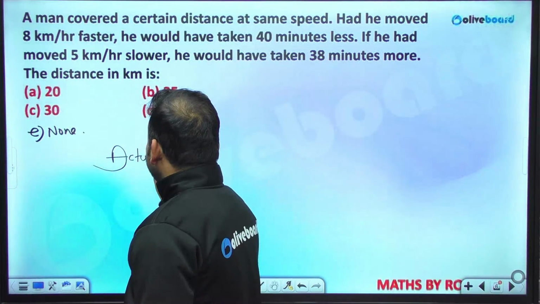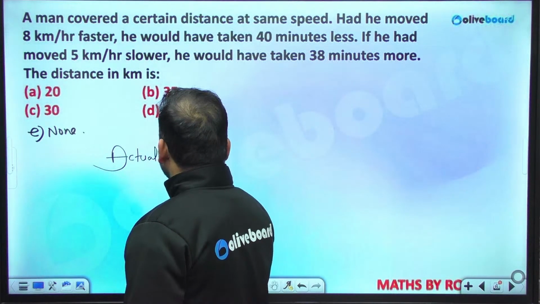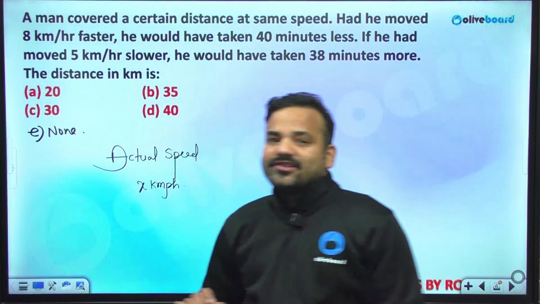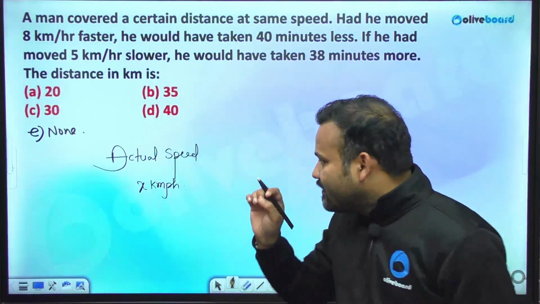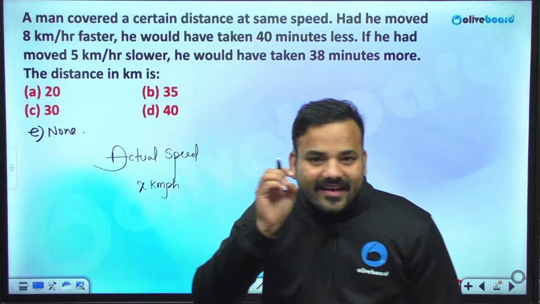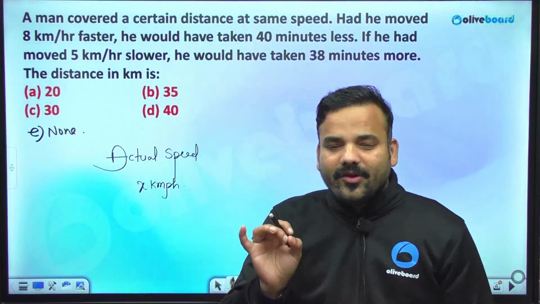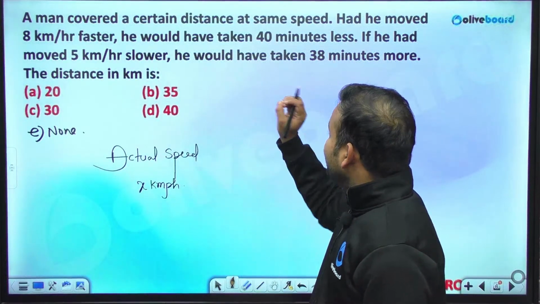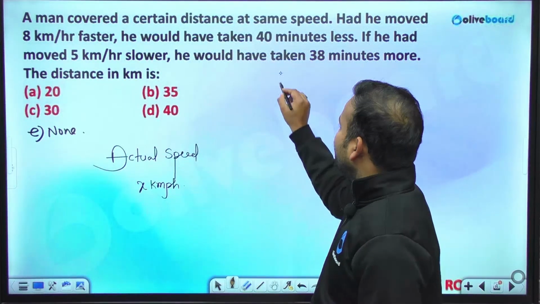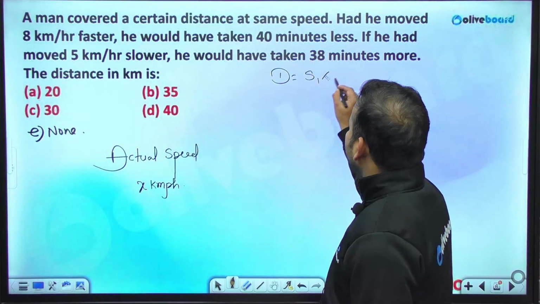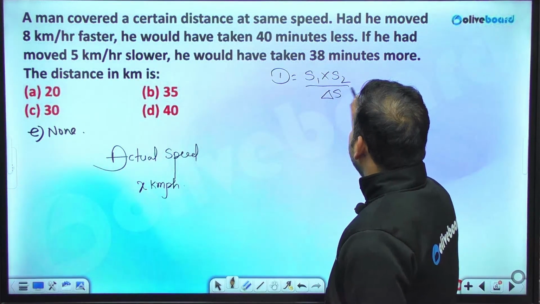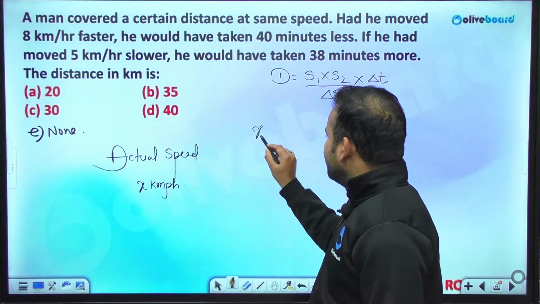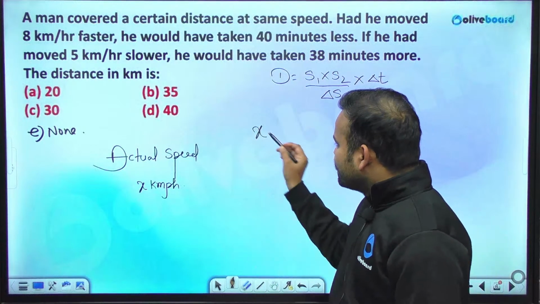Let's say his actual speed is x kilometer per hour. If a person is traveling at a speed of x kilometer per hour, he will be neither late nor early. He will be on time. But he was not traveling with his actual speed. In the first case, had he moved 8 km per hour faster, distance equals s1 into s2 upon del s multiplied by del t, isn't it? So his original speed is x.